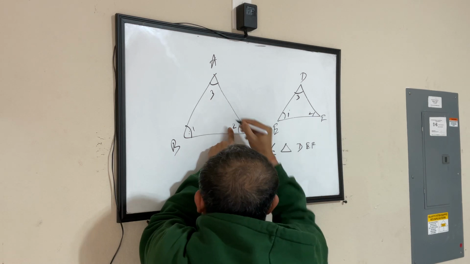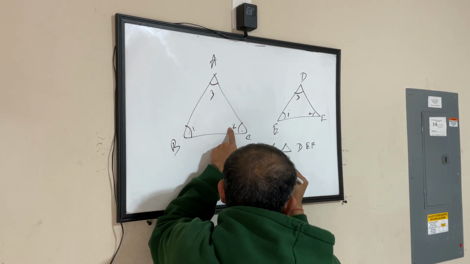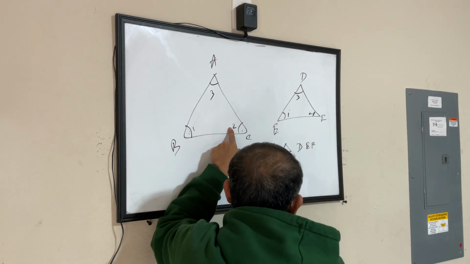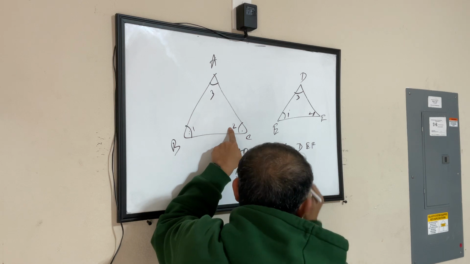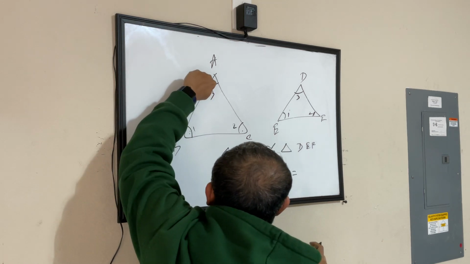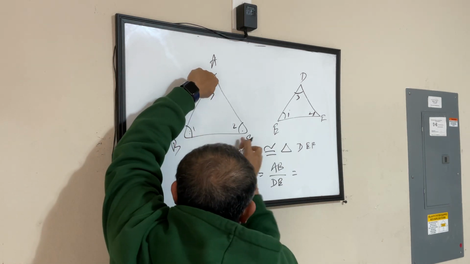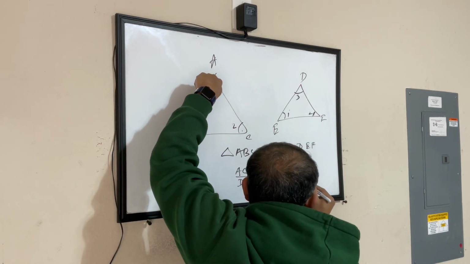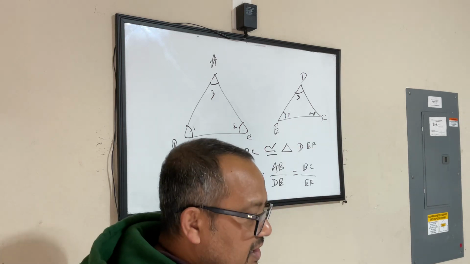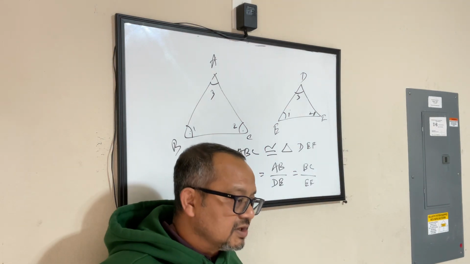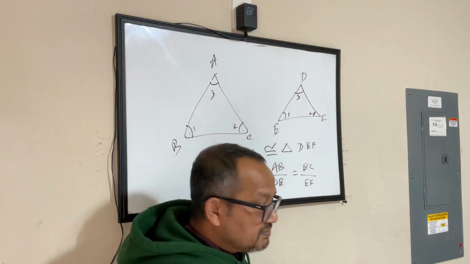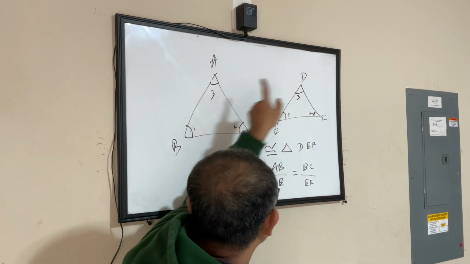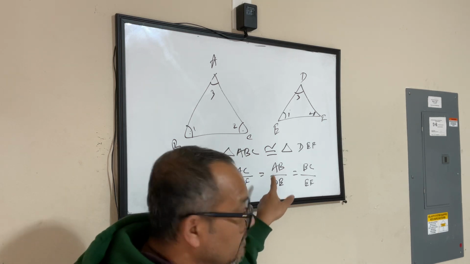The side opposite to angle 2, which is AB, over the side opposite to angle 2, which is DE, will be equal to the third angle's sides. So the third angle's opposite side is BC, and the third angle's opposite side is EF. This is what it means. So if you have two triangles similar to each other, then their sides will be in the same proportion. Meaning if you have two triangles with matching angles, this matching, this matching, this matching, then the sides will be in the same proportion.